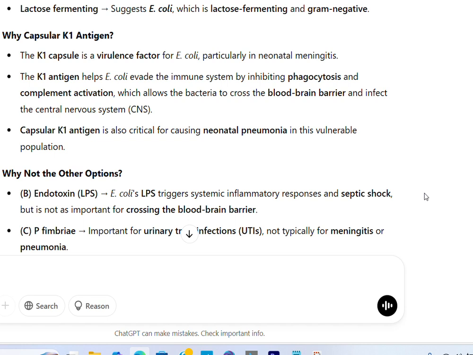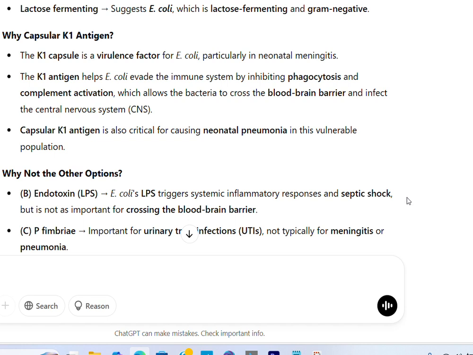Why capsular K1 antigen? The K1 capsule is a virulence factor for E. coli, particularly in neonatal meningitis. The K1 antigen helps E. coli evade the immune system by inhibiting phagocytosis and complement activation, which allows the bacteria to cross the blood-brain barrier and infect the central nervous system, CNS. Capsular K1 antigen is also critical for causing neonatal pneumonia in this vulnerable population.